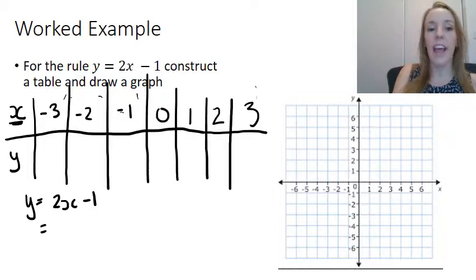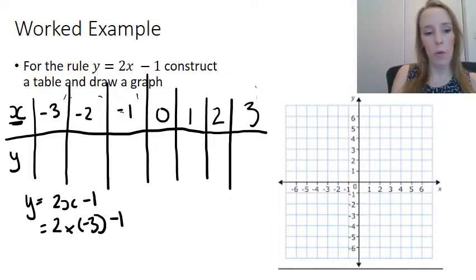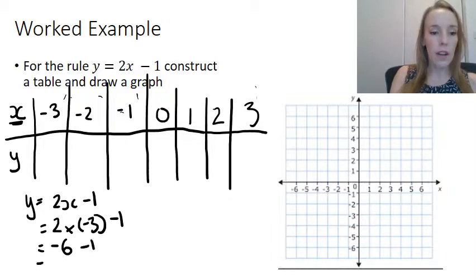So we've got x here, and our values of x, the first one is -3. So we'll substitute that in. So 2 times -3, take 1 should give us our value of y. 2 times -3, positive times a negative is going to give us a negative. 2 times 3 is 6, so -6 take 1. A negative take a positive, it's going to give us -7. So for that case, our y is equal to -7.